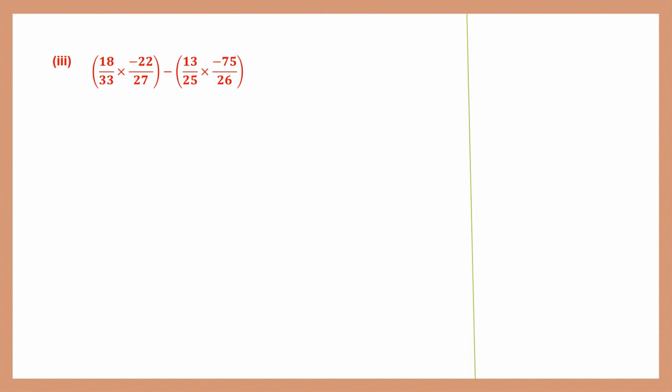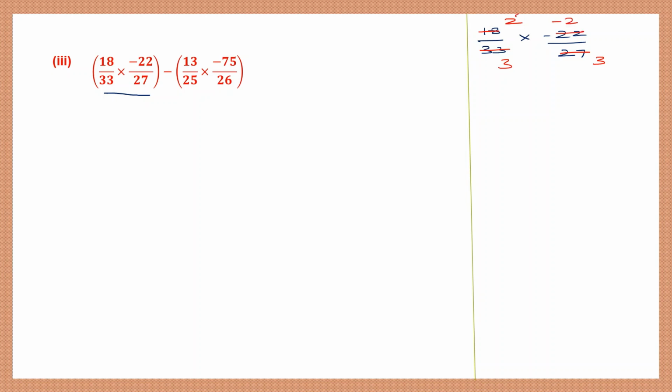Question 3. Two sets of brackets. Let's work out the first set here. So that is 18 by 33 into minus 22 by 27. So let's cancel. We can cancel 18 and 27 both by 9. 9 twos are 18, 9 threes are 27. We can cancel 22 and 33 by 11, isn't it? 11 threes are 33, 11 twos are 22 and the minus sign.